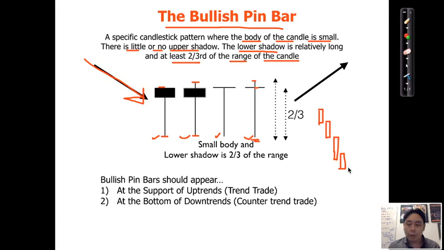So you want to see one with a small body and a long lower shadow. Okay, so when you see this, what does it mean? That's right, there's a high probability the price will reverse back up. So that is a point where we want to buy or go long.